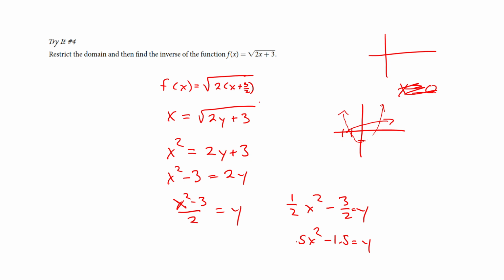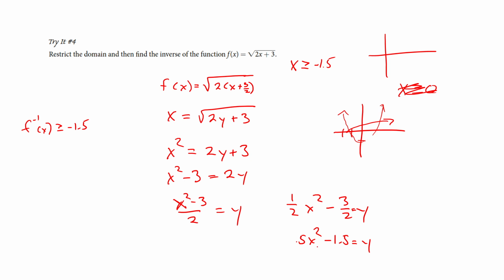If I had moved this back to negative 1.5, then I want my original x's to be greater than or equal to negative 1.5. And if I want those x's to be greater than or equal to negative 1.5, I would need my inverse y's to be greater than or equal to negative 1.5. Okay, now when would that happen? If I'm looking down here, when would I get values of y that were greater than or equal to negative 1.5?